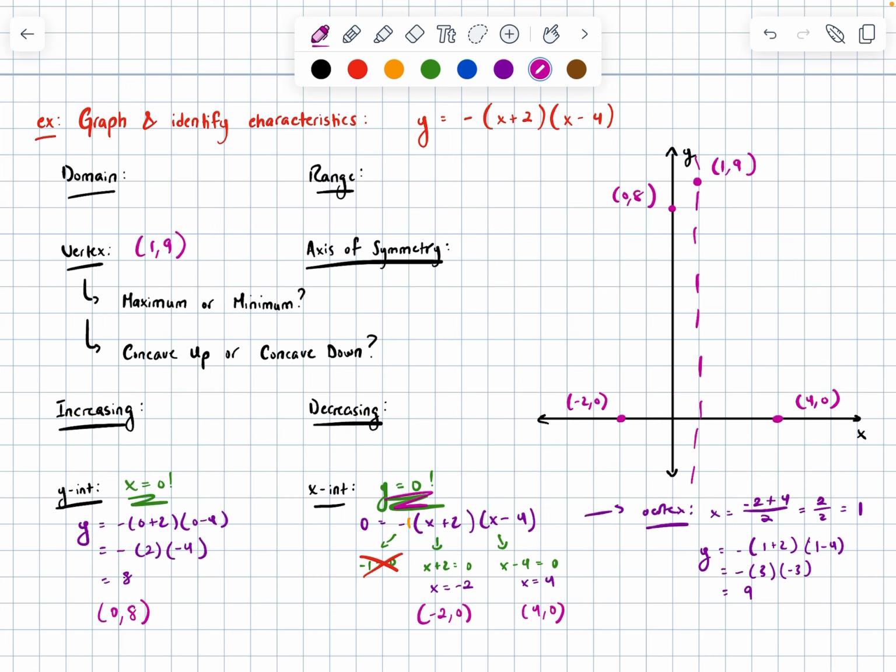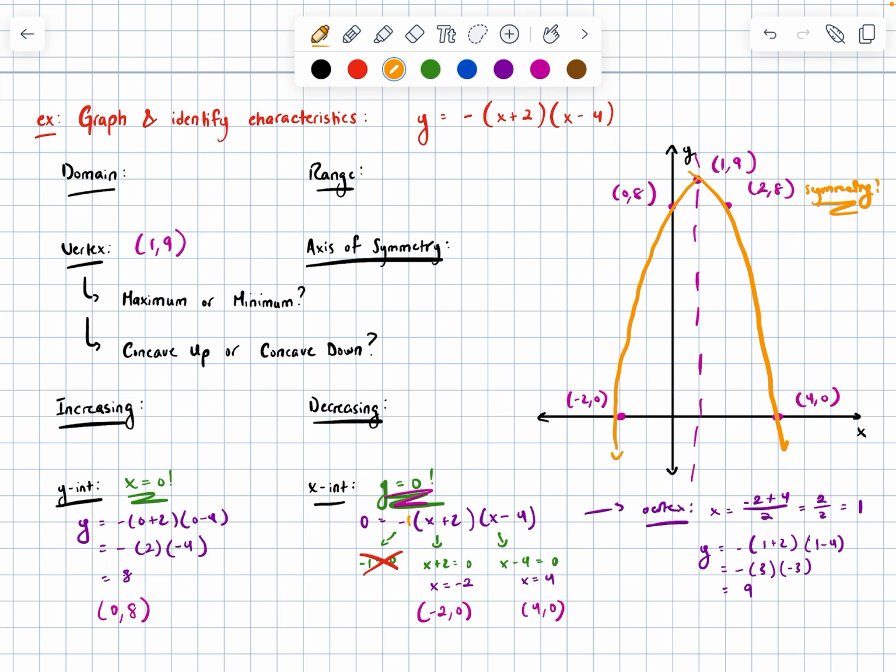Let me, to the best of my ability, connect them with a parabola. And would you look at that? There's my graph. All that's left for me is to identify some characteristics. Well, some of them should be hopefully relatively obvious.